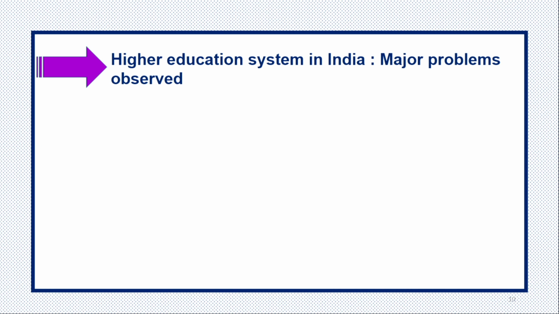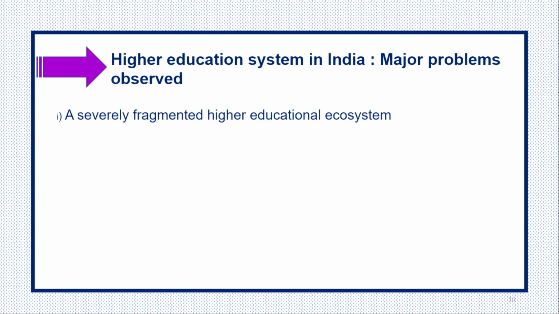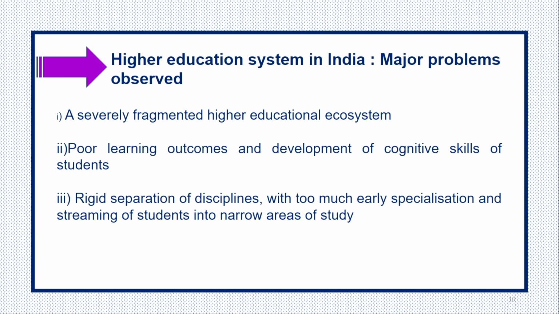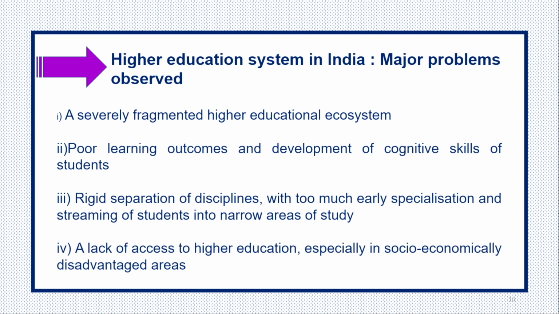Now, when it is analyzed by the National Education Policy, we have that evidence in the National Education Policy. They have observed the major problems, 10 major problems are observed. This includes a severely fragmented higher educational ecosystem, poor learning outcomes and development of cognitive skills of students, rigid separation of disciplines with too much early specialization and streaming of students into narrow areas of study, then a lack of access to higher education, especially in socio-economically disadvantaged areas.